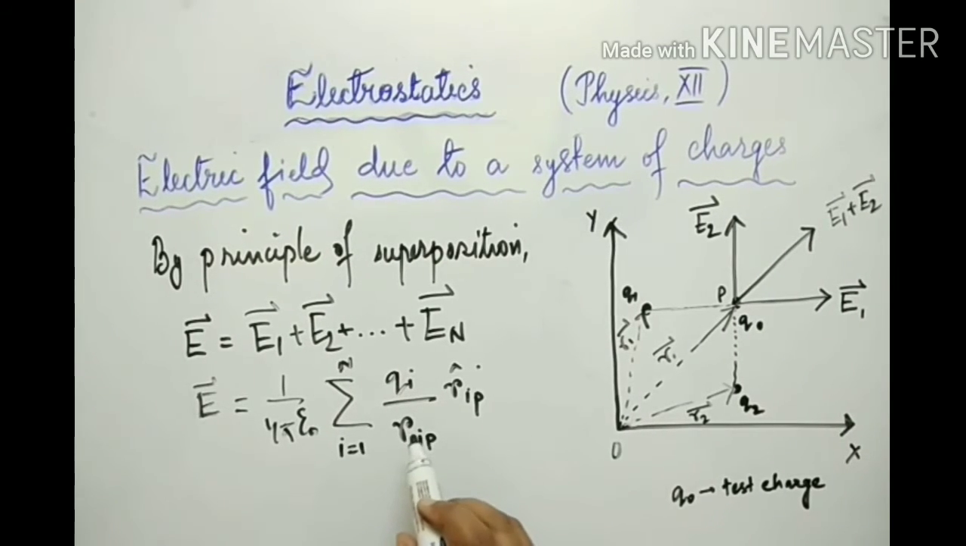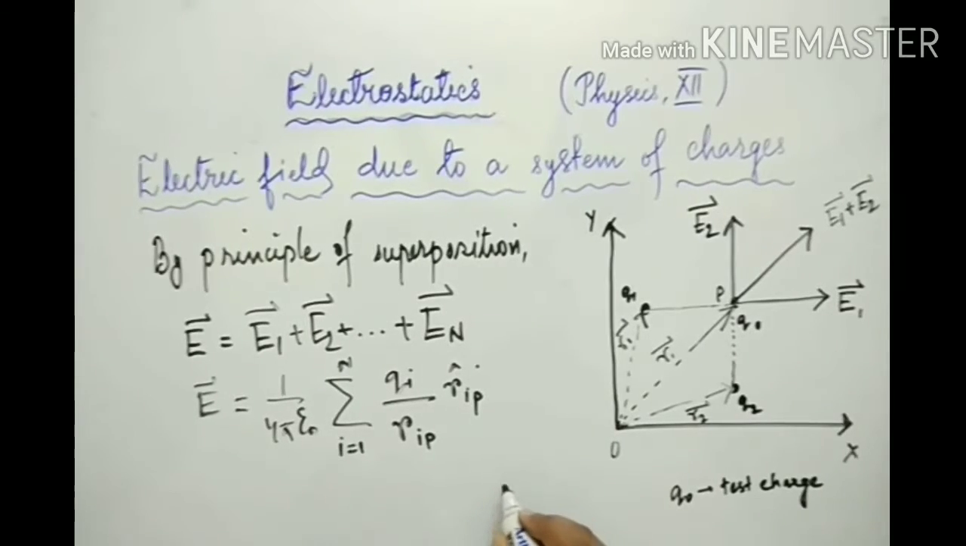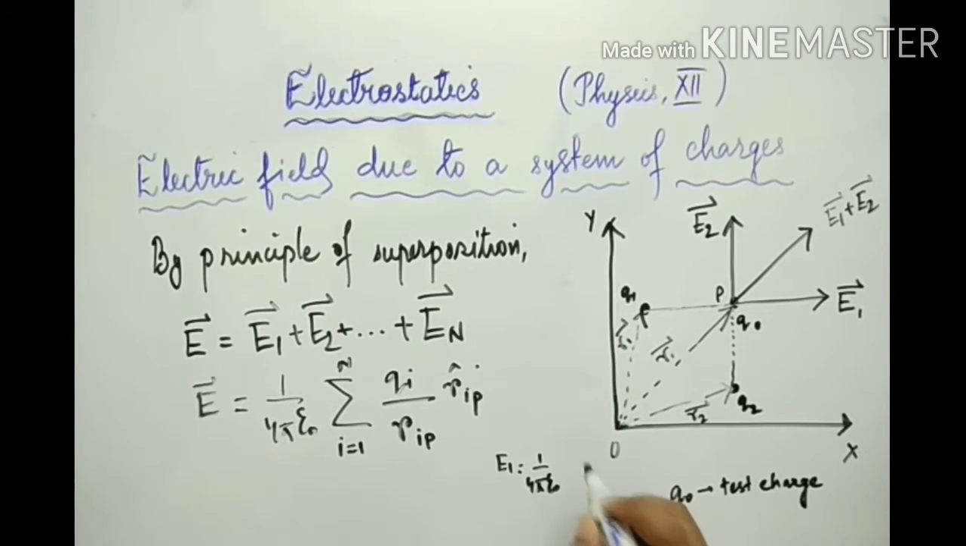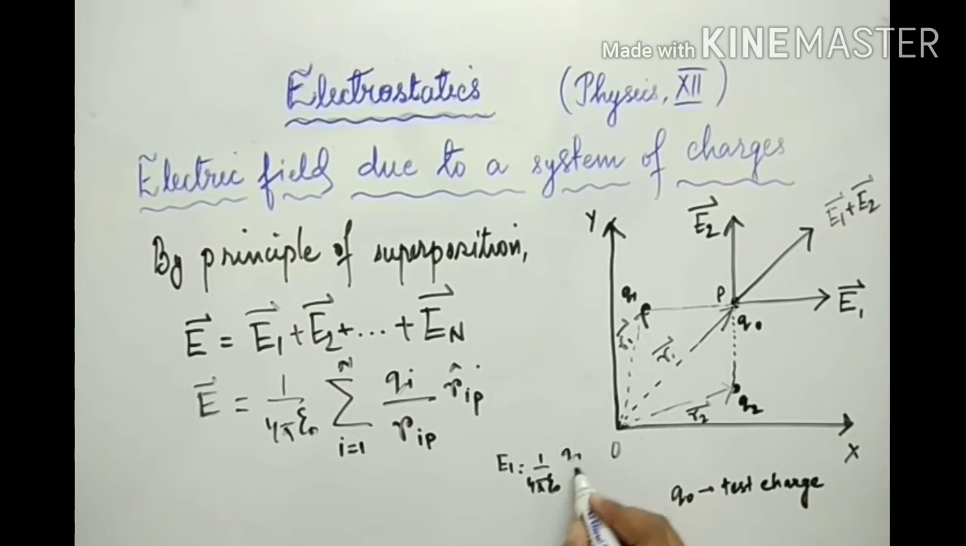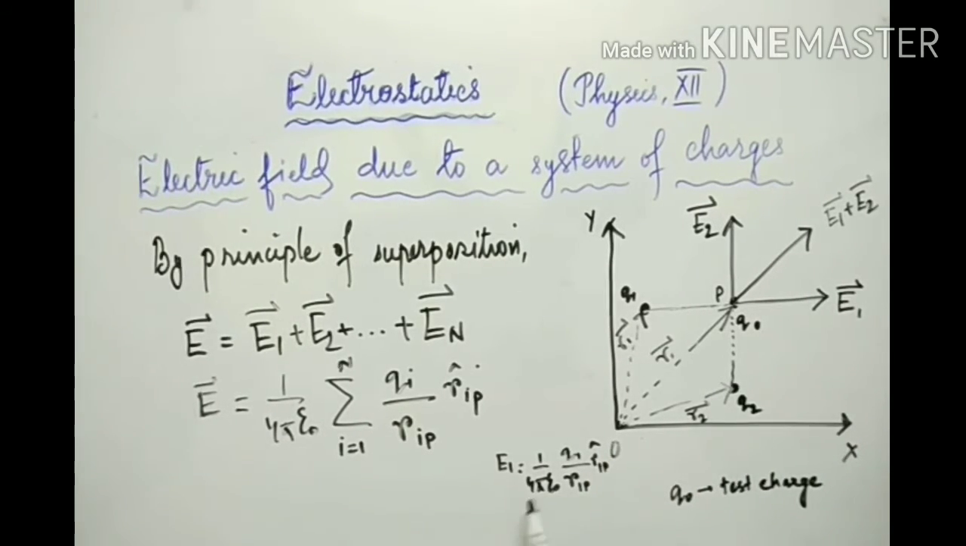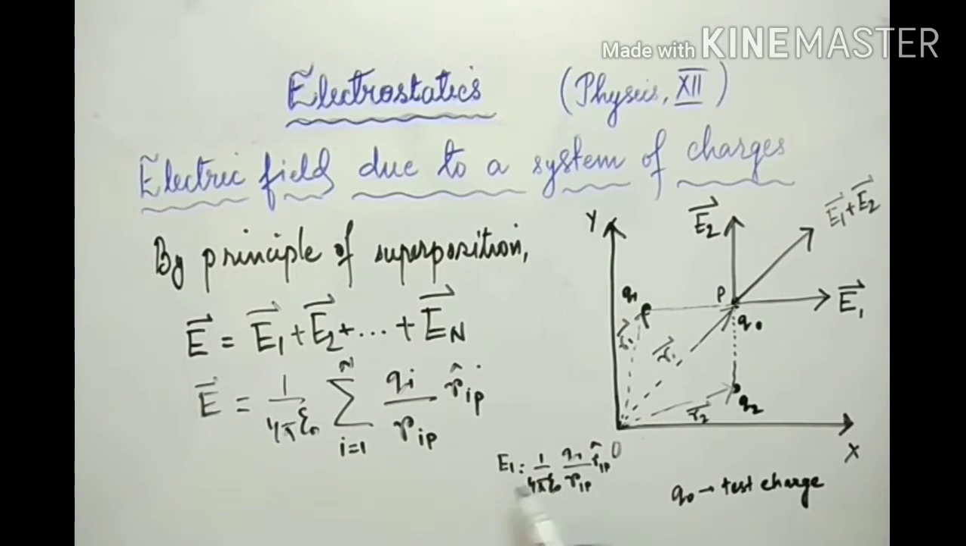And if we represent E1 as 1 by 4 pi epsilon naught, in the case of E1 it will be Q1 by r1p squared, in the direction towards P, with r1p unit vector. If we write like this and add, then in this way E2 will be 1 by 4 pi epsilon naught, Q2 by r2p squared, r2p unit vector. In this way it will all be added up.